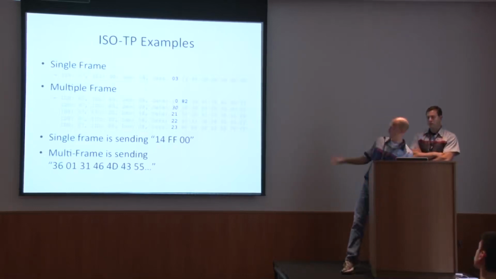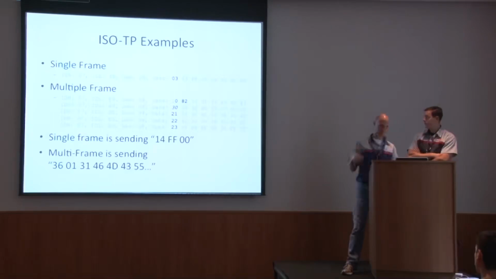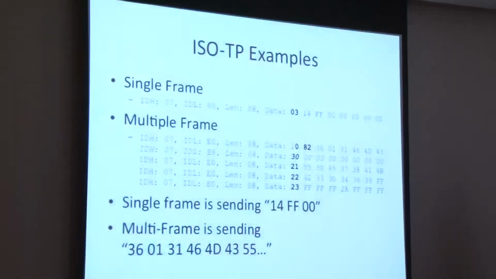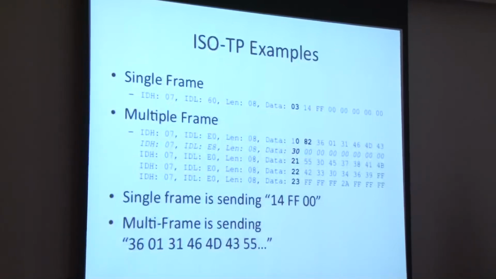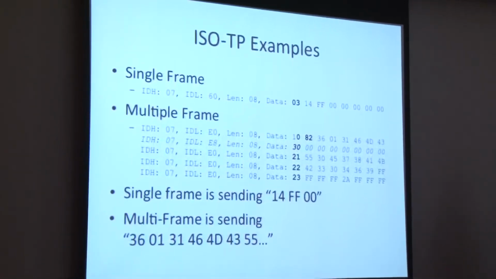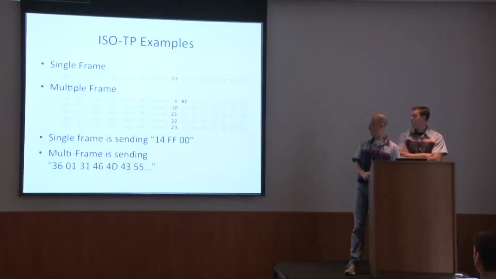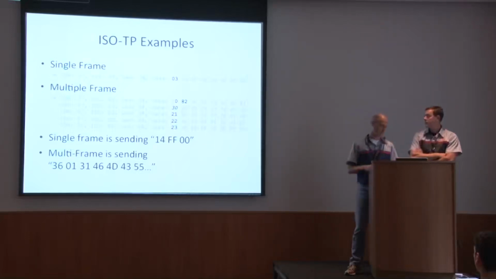In the first one, the very first nibble is 0. So 0 says it's all going to be contained here. And then the 3 says that there's going to be 3 bytes of data. So the 3 bytes are 14FF00. That one only sent 3 bytes.